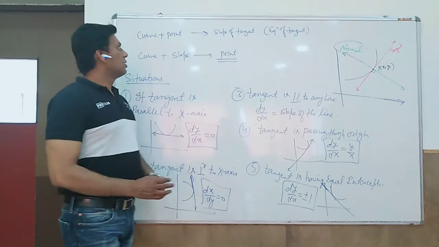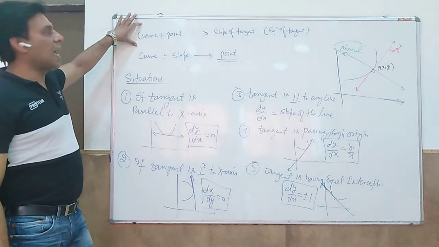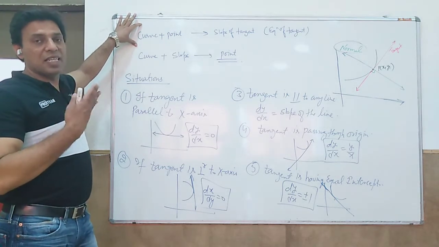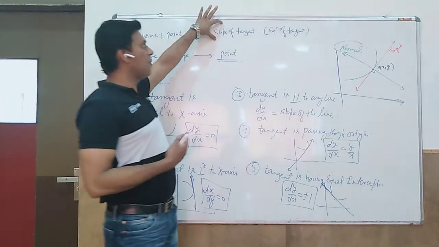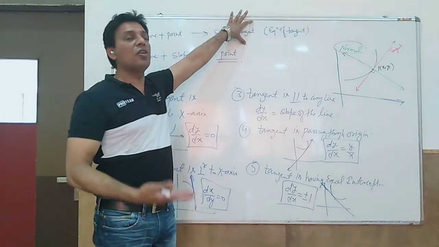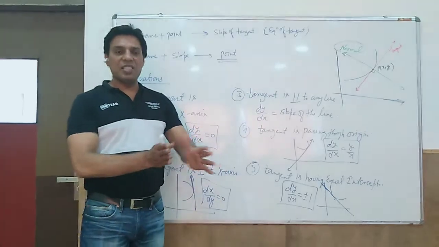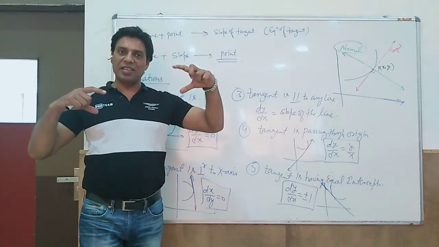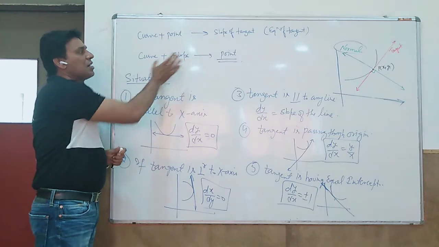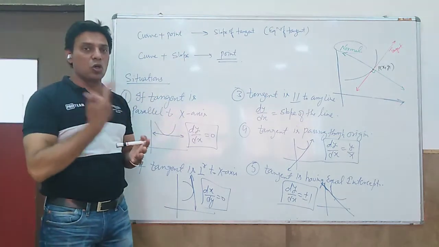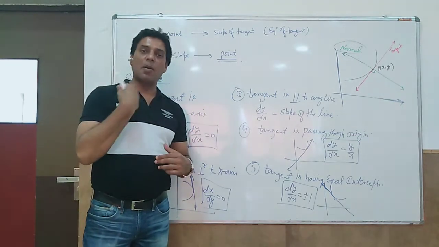Now see, in the previous question we were given a curve and a point, and we were finding the slope of the tangent at the given point. Later on you will come to know how to find the equation of the tangent. So this is a very simple situation: a curve and a point are given. But in some questions we will be given a curve and a slope, or some situation regarding the slope, and we have to find the point. The point is not given.